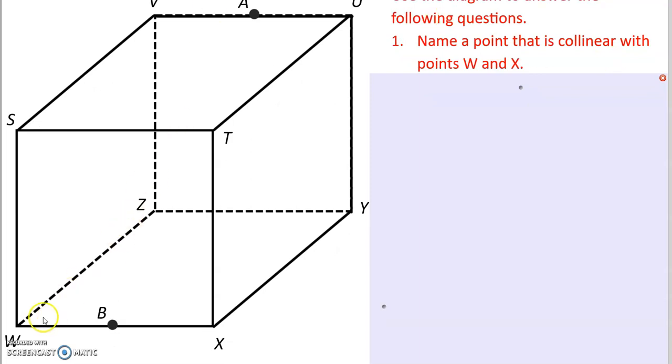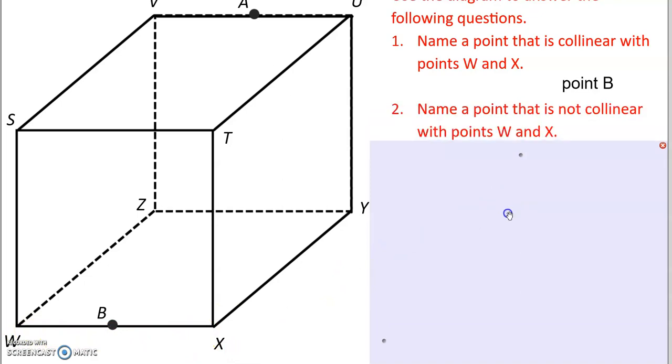Okay, here's W and here's X. 2 points, collinear. What's collinear again? When points are on the same line. So what is another point that lies on this line with WX? Hopefully you're thinking B. Awesome job. Point B is collinear with points WX.